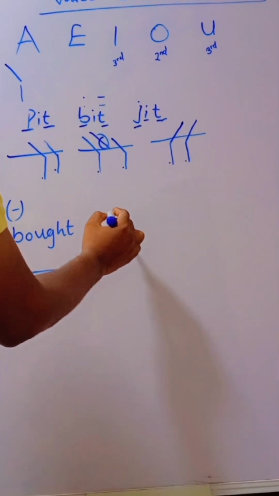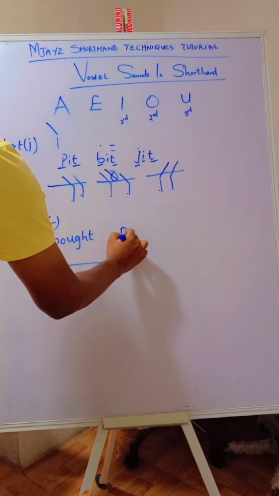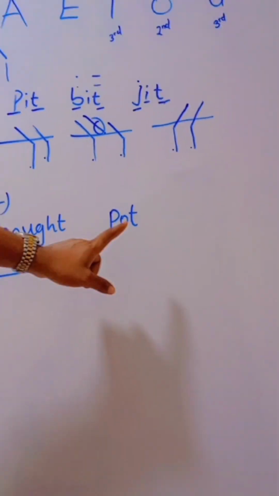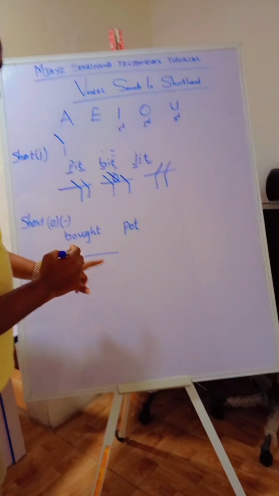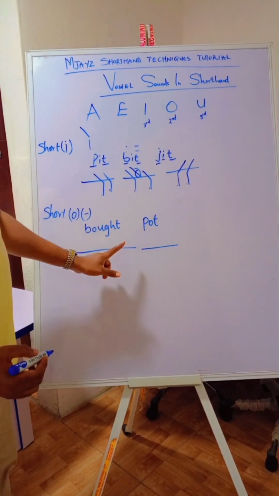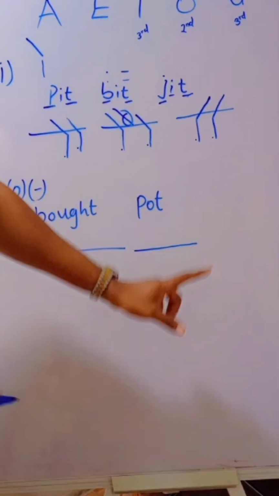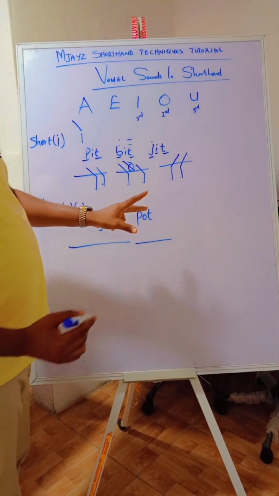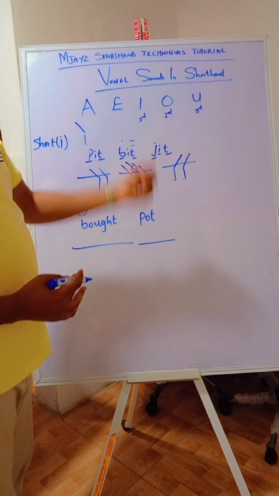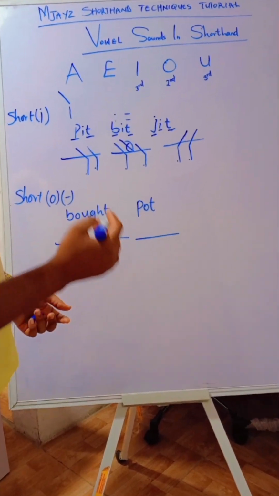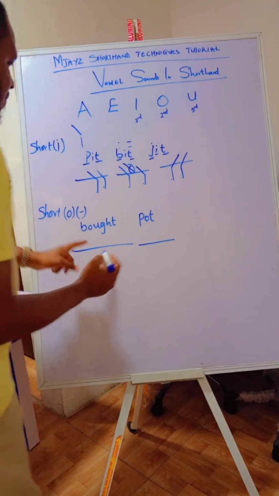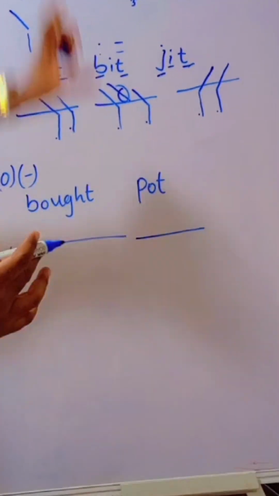We have pot. I am giving examples based on the consonants we have learned. All the examples I'm giving are based on the first 6 consonants. Before I can give you more words to represent, we must do the next level of consonants, the next 8 consonants, which we are going to do very soon. So I don't want us to go outside the consonants I've given you.